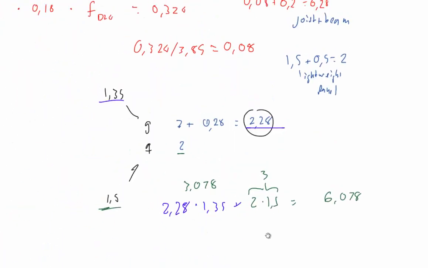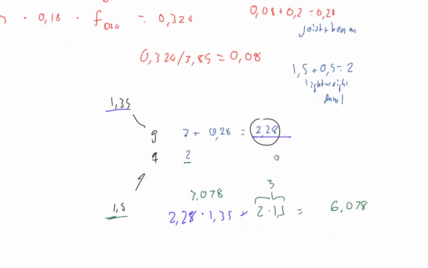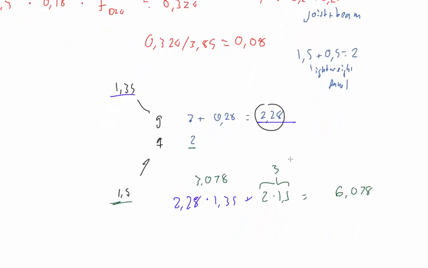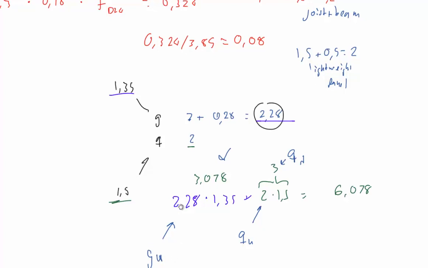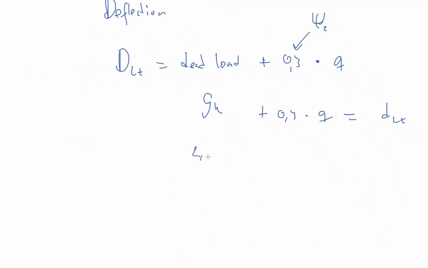So I assume that we use the... so this would be the Q. This would be the... no, sorry, that's not the Q. That's the QD. This is the QK. This is the GK, I don't know, small letter. So that would mean that the 2.28 plus 0.3 times 2 is equal to DLT.